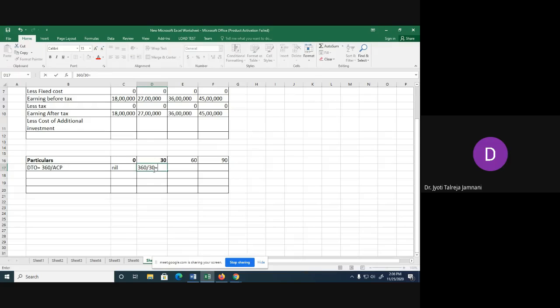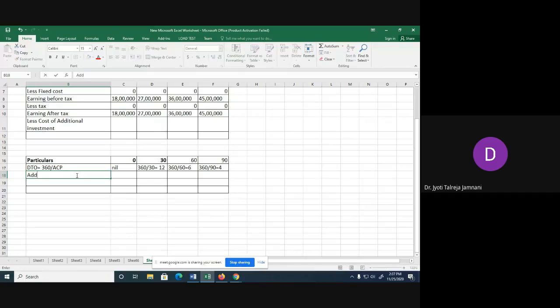So what will be the debtors turnover ratio? 12 times. Next is 360 divided by 60 days. The debtors turnover ratio will be 6 times. And last, 360 divided by 90 days, the debtors turnover ratio will be 4 times. So these are the days we are given above, which I have taken as 4 options: 0, 30, 60, 90. So we got the debtors turnover ratio.